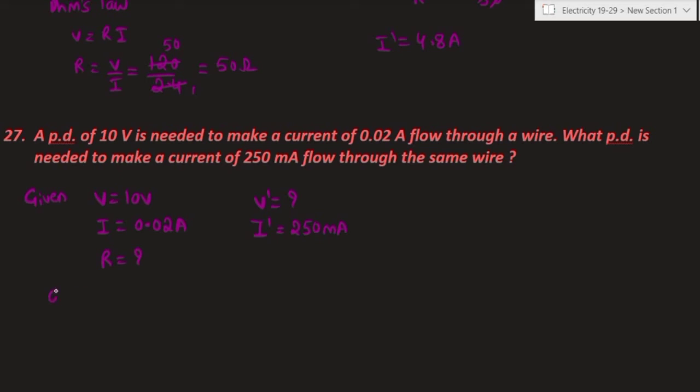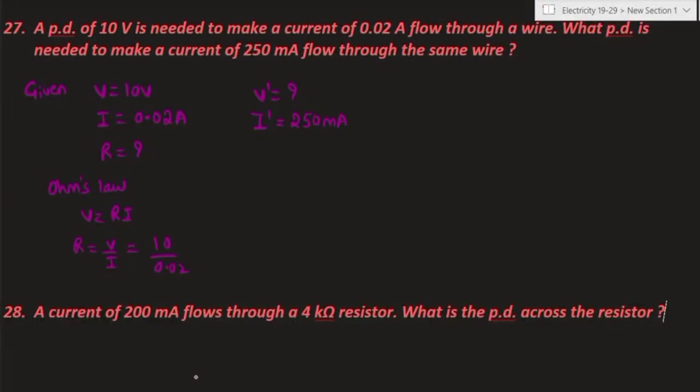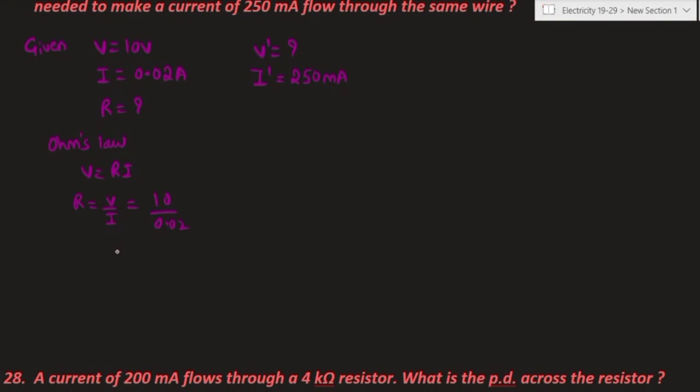Let us find resistance, that is, by Ohm's law, V is equal to R into I. Therefore R is equal to V divided by I. V is how much here? 10 divided by 0.02 ampere. See how to do this. How can you write 0.02? It can be written as 2 divided by 100, and 100 goes to the numerator. So 10 into 100 is 1000 divided by 2. Resistance is 500 ohm.